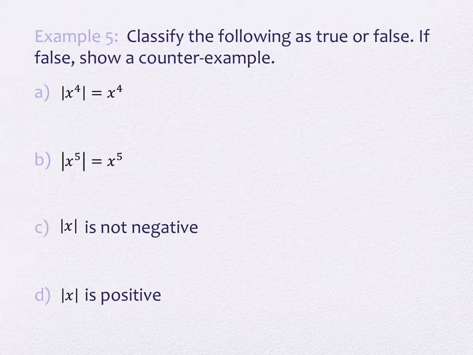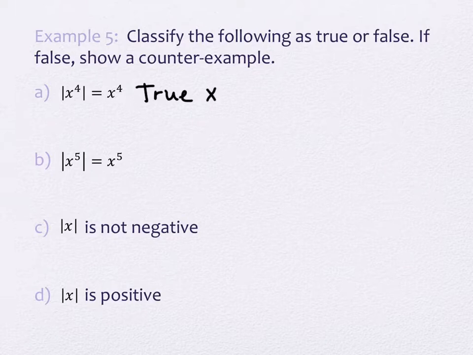All right, let's take a look at each of these, thinking about if they're true or false and why we believe that's the case. On the first one, it says the absolute value of x to the 4th is equal to x to the 4th. So what do you guys think? True? It is true. That's a true statement. Why do we believe that this is true?